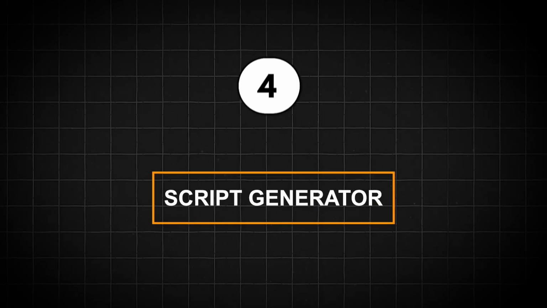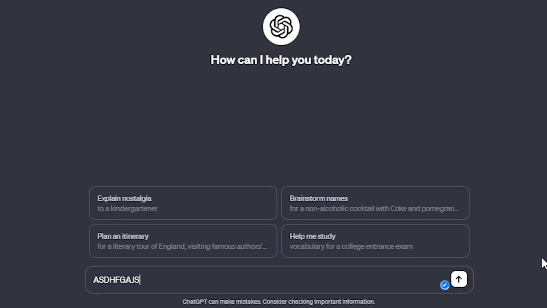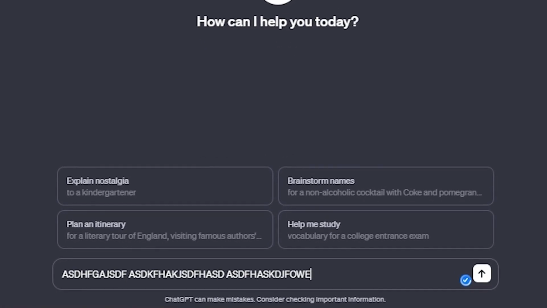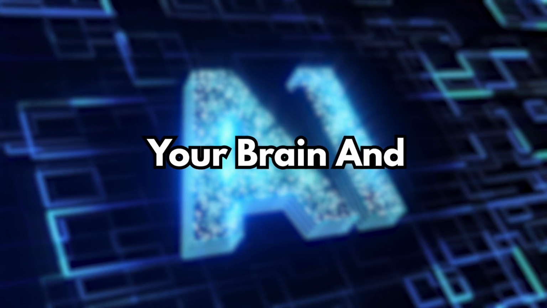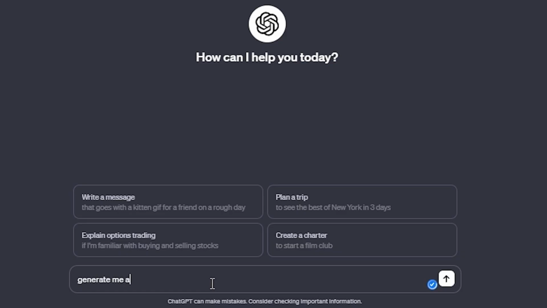It's time for a script generator. Now, generating a script doesn't mean you have to go to ChatGPT and write your title and say, please generate me a script, like that. No. I have always said in my videos that AI does not have a brain of its own. You have to use your brain in creativity, which means you need to go to ChatGPT and write, generate me a YouTube script for top 10 scariest places in India.